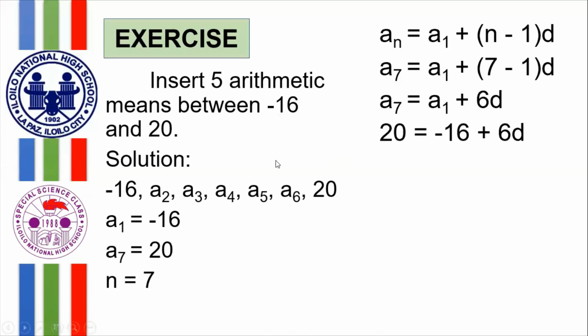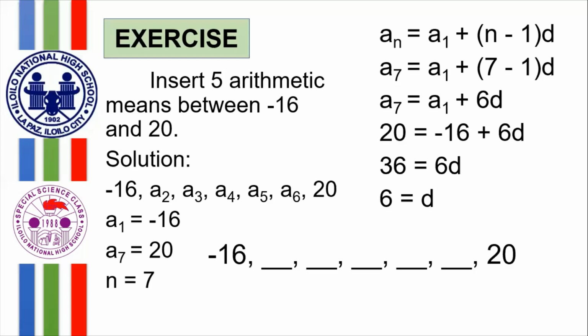Replacing a sub 7 by 20 and a sub 1 by negative 16, you have 20 equals negative 16 plus 6d. Adding both sides by 16 gives 36 equals 6d. Multiplying both sides by 1/6, or dividing both sides by 6, gives you the value of the common difference, which is 6. So from here, we'll be determining now the values of these numbers, considering you have your common difference.